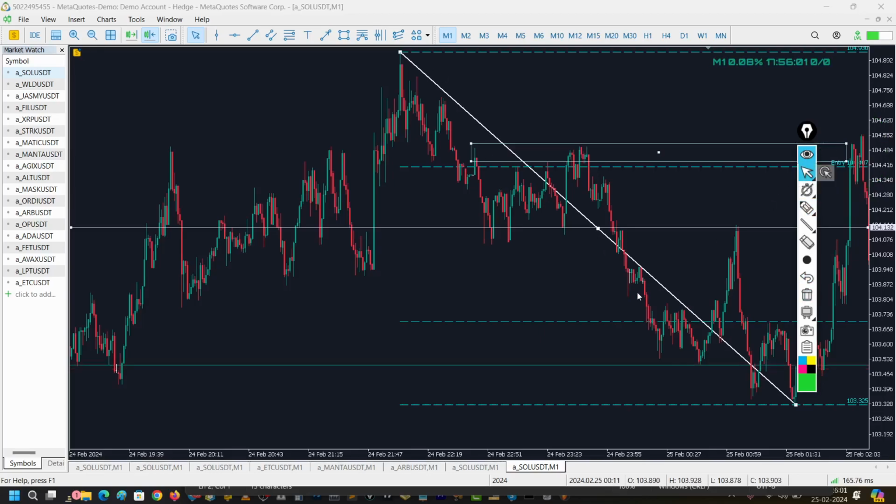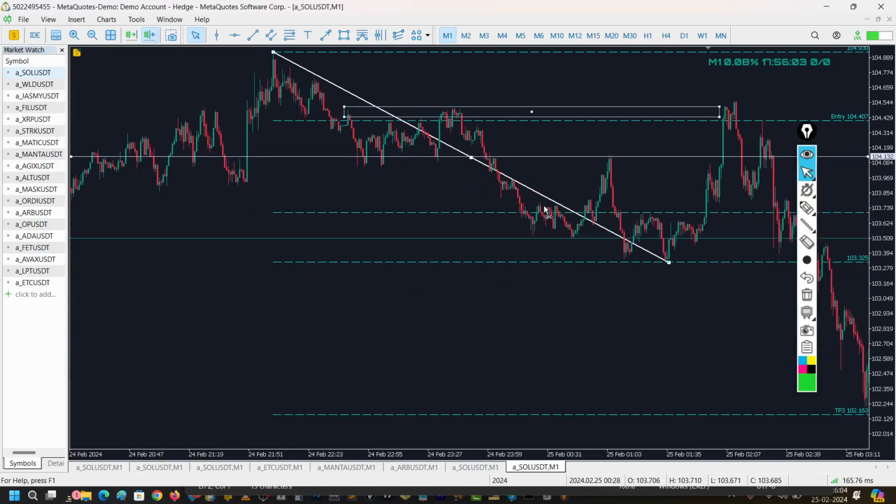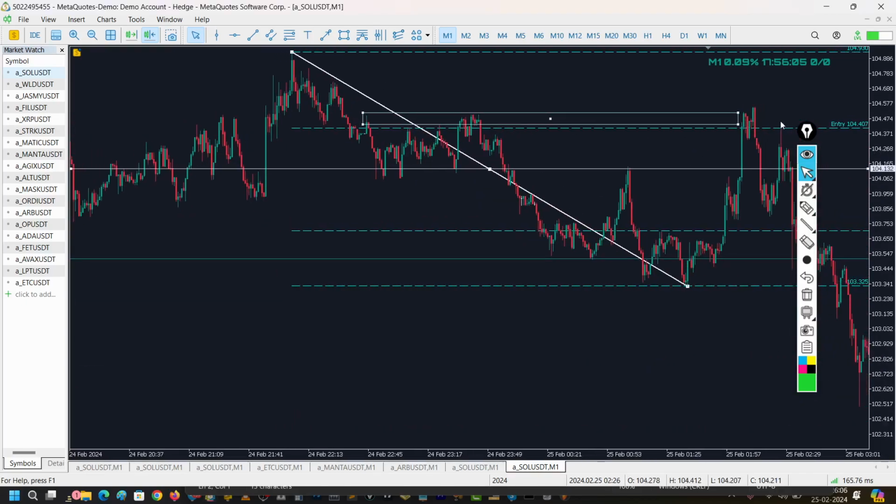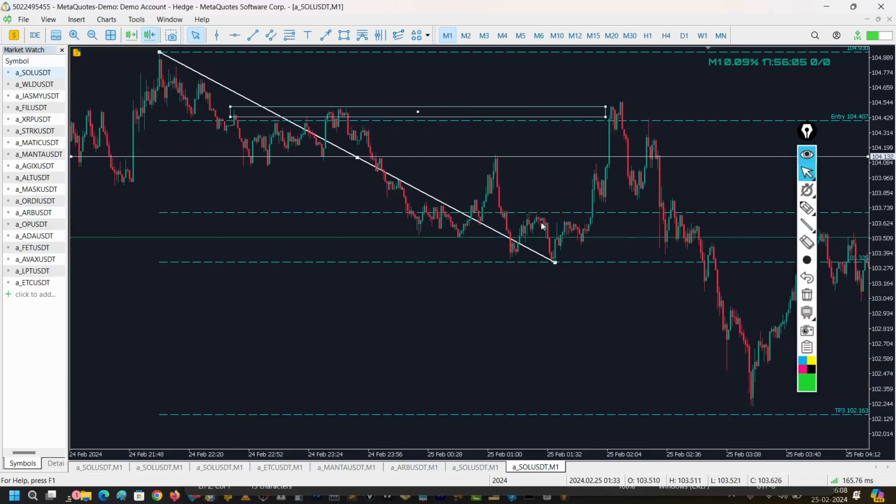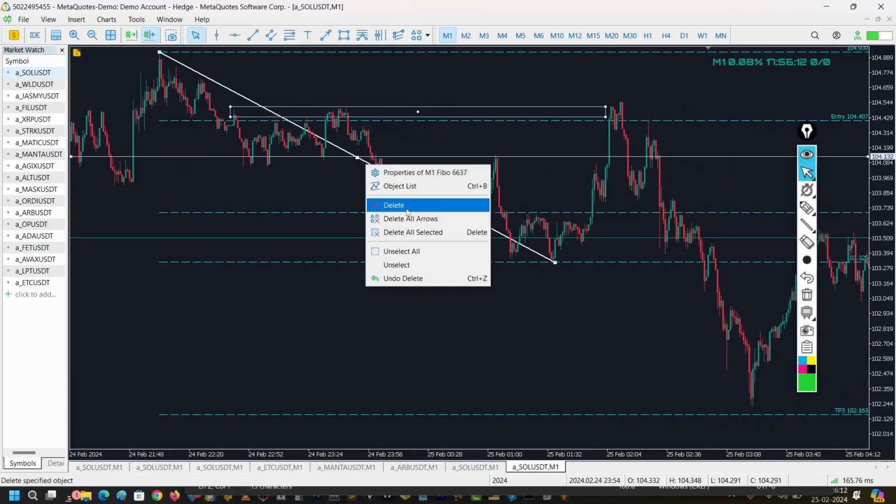So let's see what happened next. You can see this was a liquidity, price came here and just gave a fall. Okay, you can easily take a 1:2 or more trade from it.